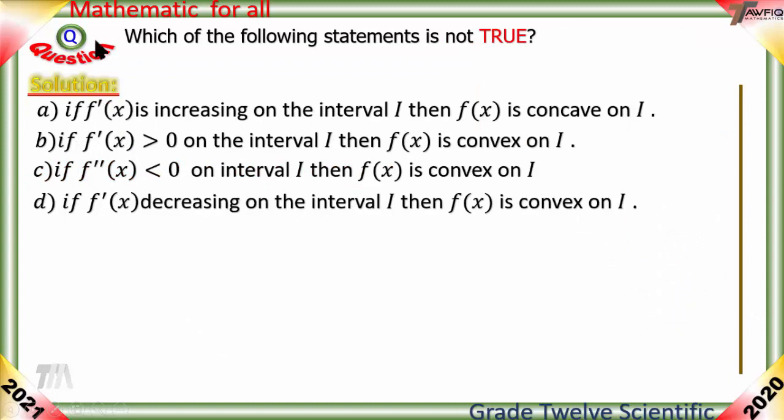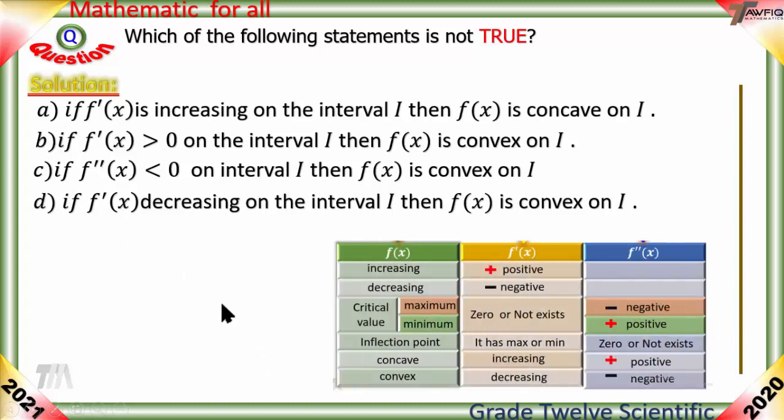Question: which of the following statements is not true? To answer this question, take notes from the table I will give you. It says if f prime is increasing on the interval I, then f of x is concave on I.